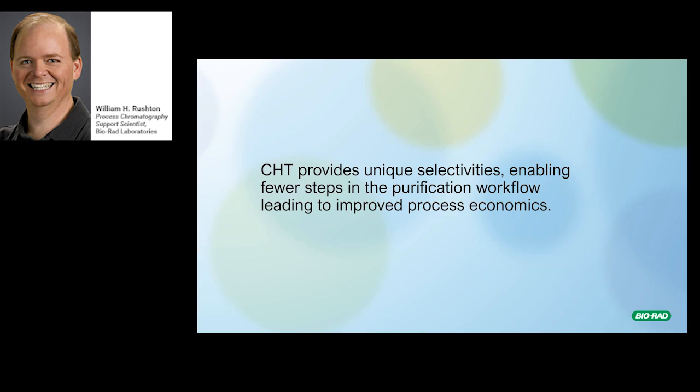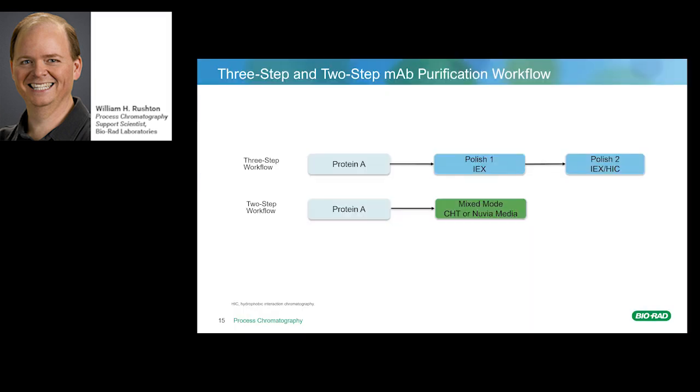Now I'm going to talk about the ability of CHT to provide unique selectivities, which will enable fewer steps in the purification workflow, leading to improved process economics. So first I'm going to talk about going from a 3-step to a 2-step mAb purification. The 3-step workflow is protein A capture, followed by a polish, which is typically an ion exchange of some sort. Polish number 2 can be an ion exchange or a HIC. The 2-step workflow that we're proposing is protein A capture, followed by using CHT and its mixed mode ability to reduce the number of columns.